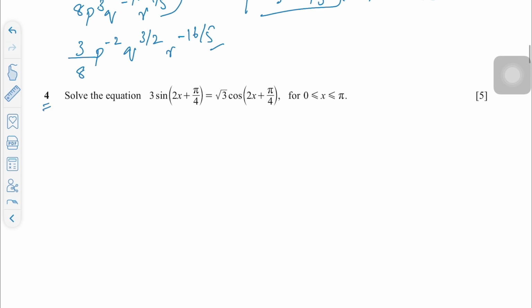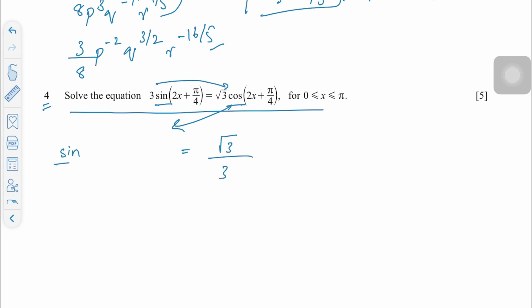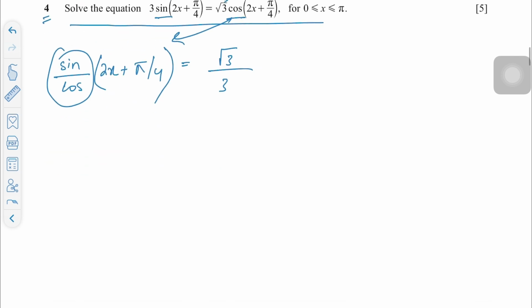So we have our question 4. We'll solve this equation for x, which should be in between 0 till pi. So we have this equation. Sine and cos are given. So that would be simply sine over cos, that would be tan. So let's just move them a little bit. So cos will go over there, and this 3 would go in the denominator. So this would be root 3 over 3, sine over cos, of 2x plus pi by 4. This sine over cos is basically tan, and this tan would be inverse over here. So this would be tan inverse of root 3 over 3 equals 2x plus pi by 4.